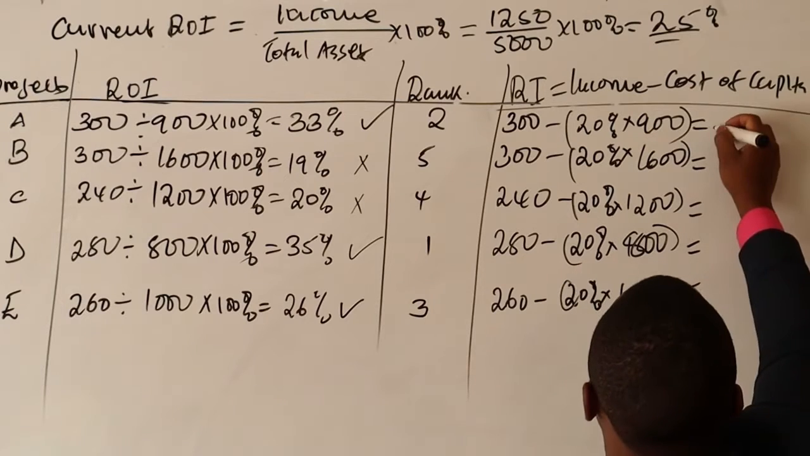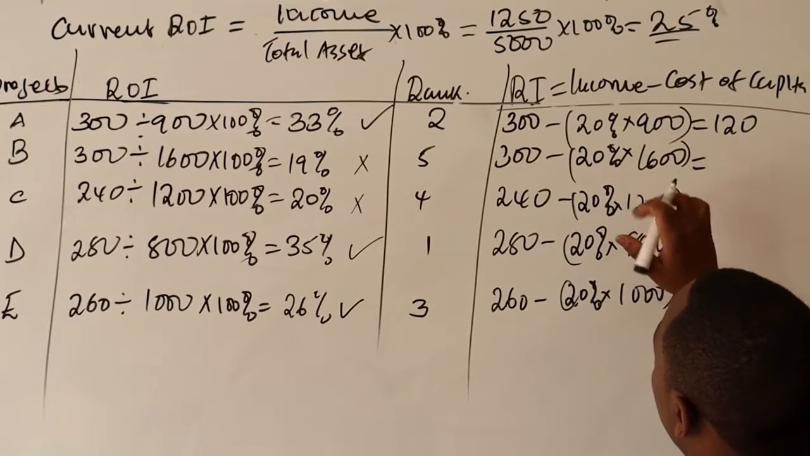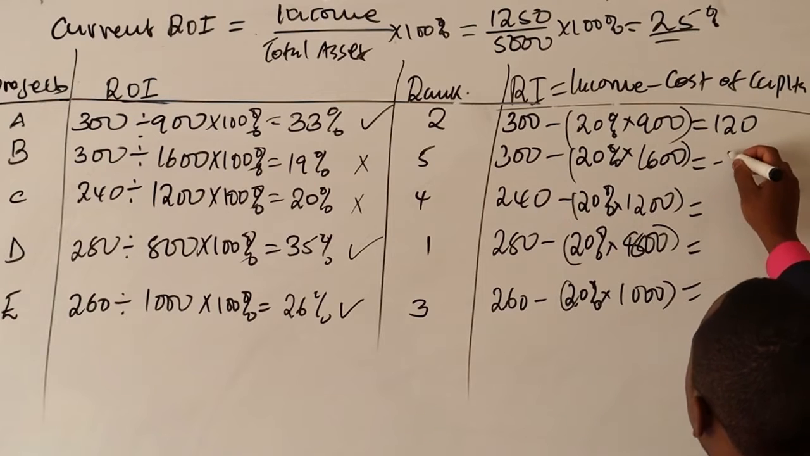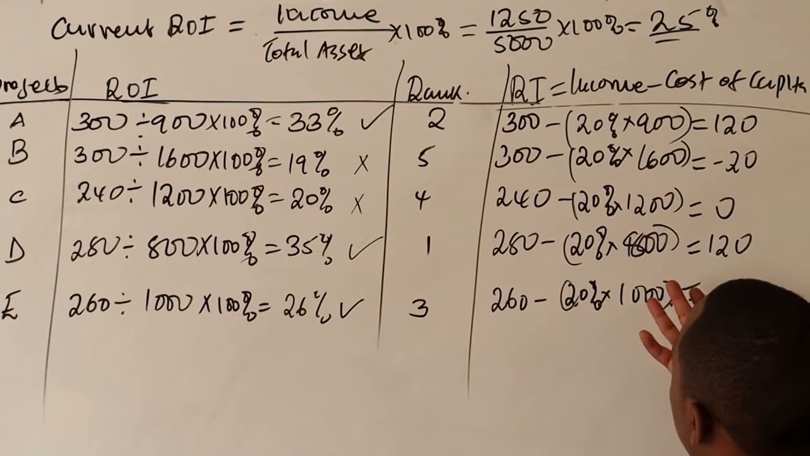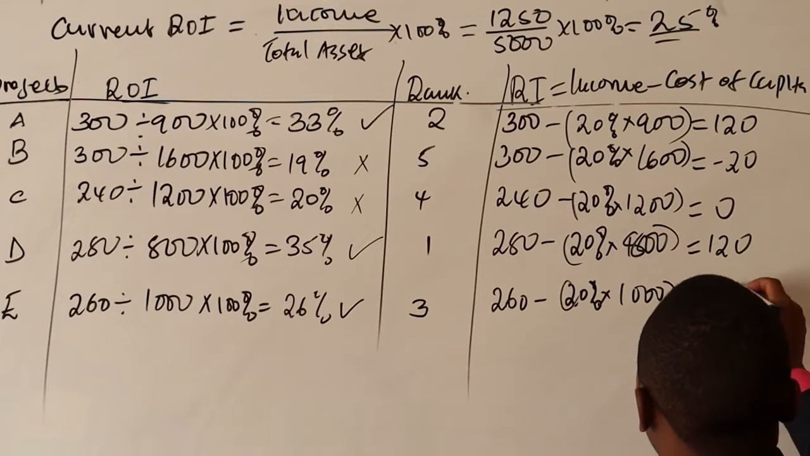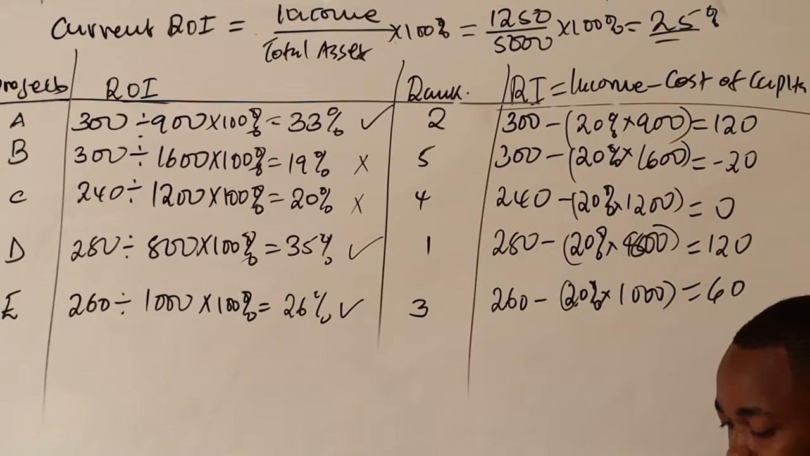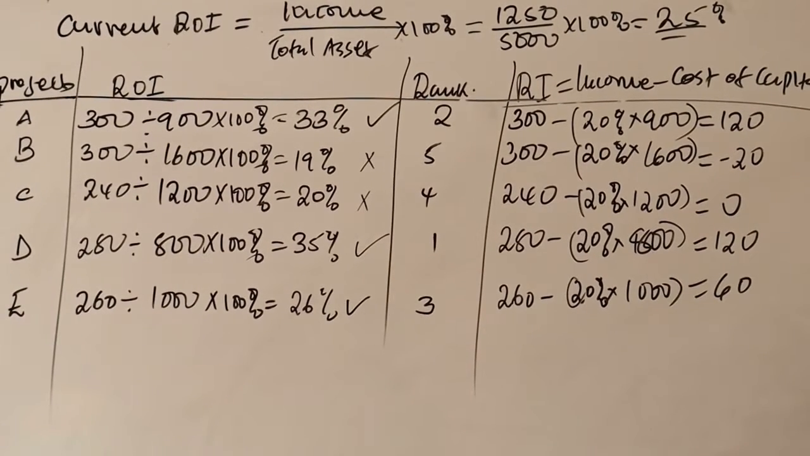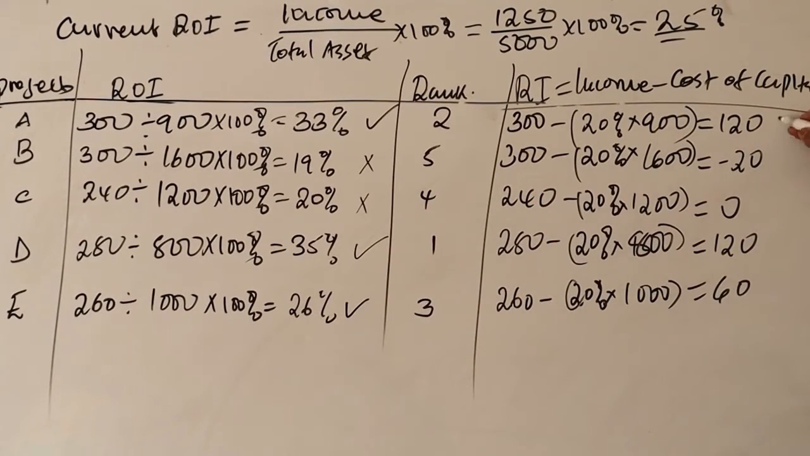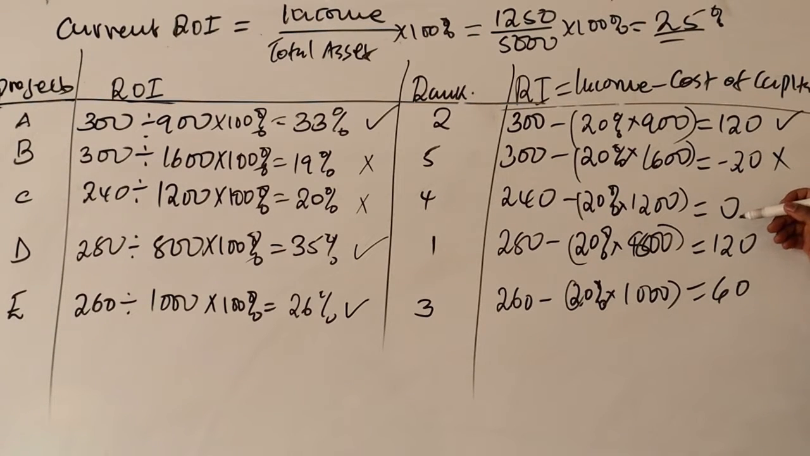And with that, what do we get? You have 120, then negative 20, then 0, then 120. 260 minus 200, that is 60. So now let's make a decision. Which one to accept, which one to reject? Based on the residual income, accept if the residual income is positive. So project A is positive, you should accept that. This is negative, should reject. But you get a 0. Should you accept or should you reject?